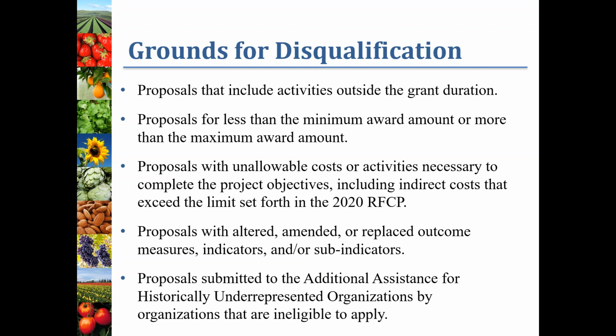proposals with unallowable costs or activities necessary to complete the project objectives, including indirect costs that exceed the limit set forth in this document, proposals with altered, amended, or replaced outcome measures, indicators, or sub-indicators, and proposals submitted to the Additional Assistance Program by organizations that are ineligible to apply.